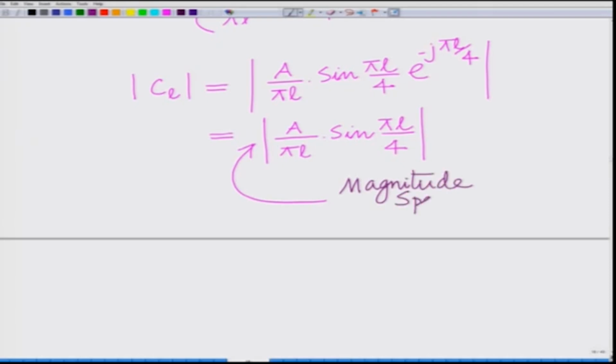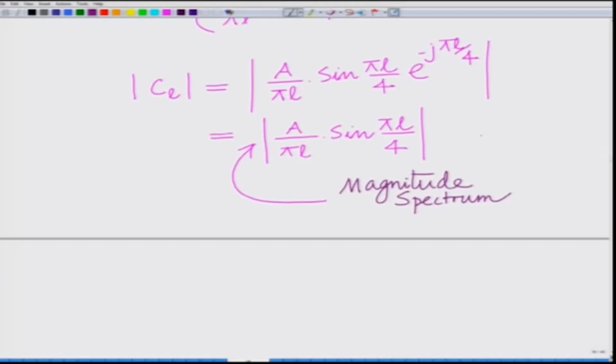This is known, in general, the spectrum is a complex quantity. There is a spectral coefficient at the lth frequency component, that is at L times f naught, which is a complex quantity. So, it has a magnitude and a phase. The phase constitutes the phase spectrum, and the magnitude of CL corresponds to the magnitude spectrum.